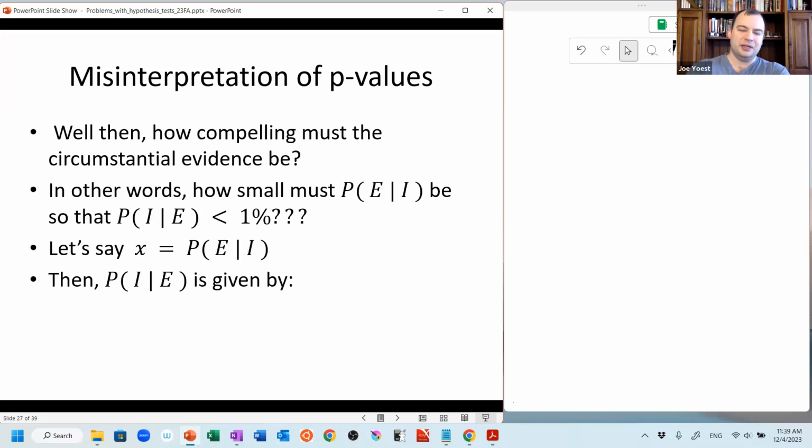So then we might ask, okay, certainly at some point, the circumstantial evidence has to add up to a point where you can say, with some sort of probabilistic certainty, that the person is guilty. So the Bayesian equivalent, in a loose sense, of a p-value less than 1% might be something like probability of innocent given evidence being less than 1%, this posterior probability of innocence being less than 1%. How compelling does the circumstantial evidence have to be? How small does probability of evidence given innocent have to be? How small does the p-value have to be for the Bayesian to agree with the frequentist and put the person in jail?